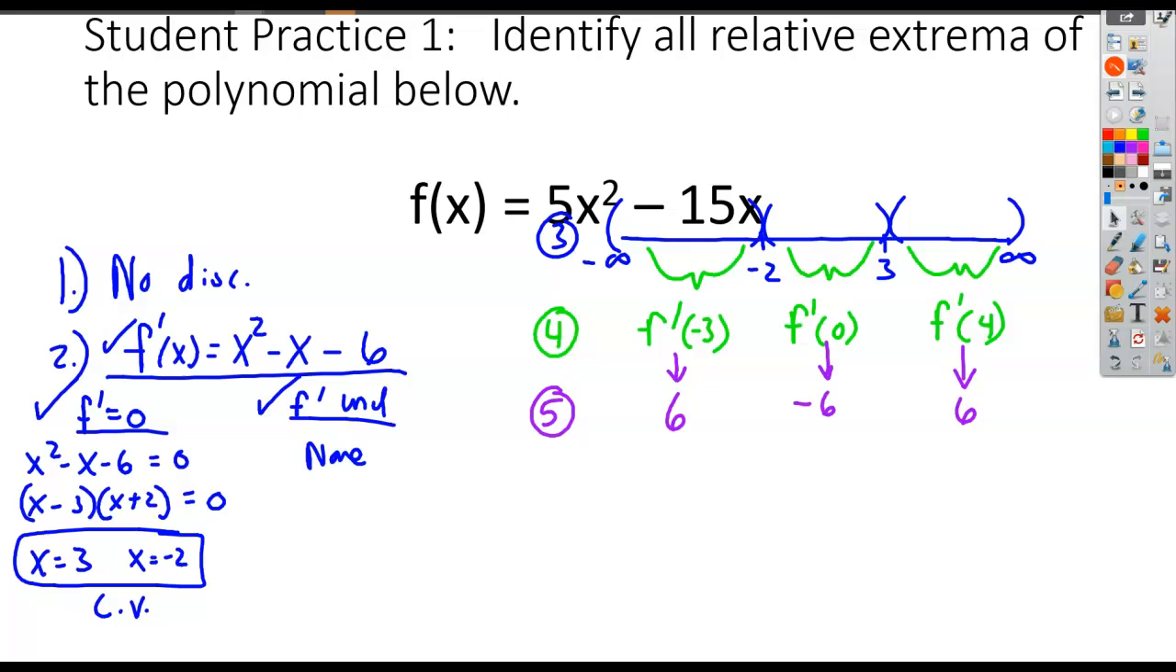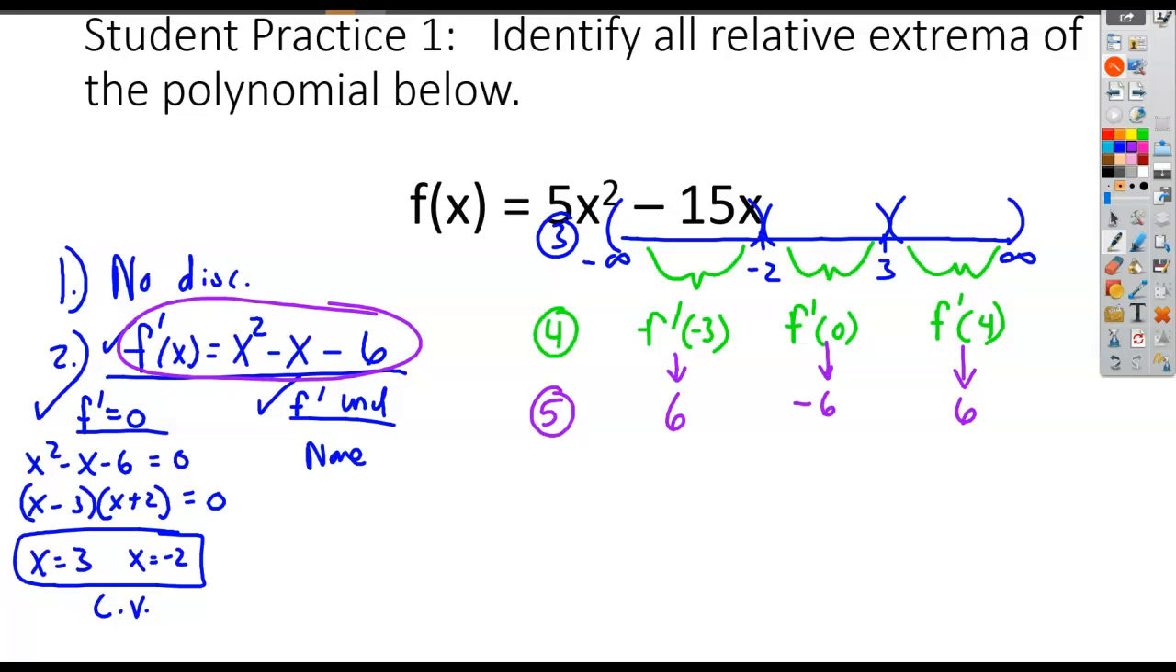Okay, step 5 is where you're going to plug these numbers in, -3, 0, and 4, but you're going to plug them into the derivative. Make sure you plug it into the right thing. You plug it into this thing here. So if you plug in -3 to the derivative, you get 6. If you plug in 0, you get -6. And if you plug in +4, you end up with 6.